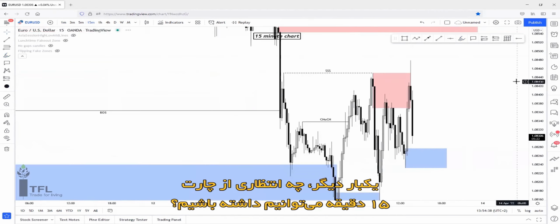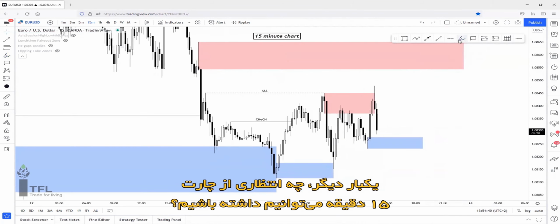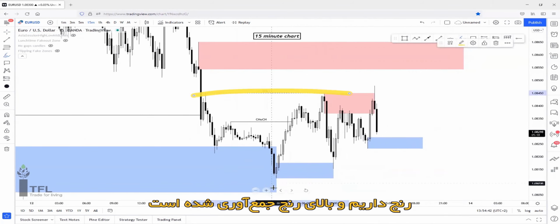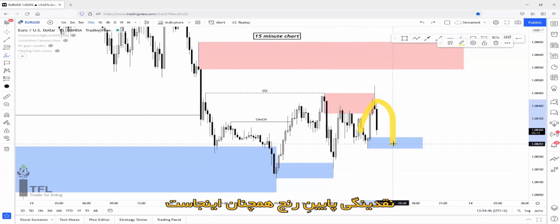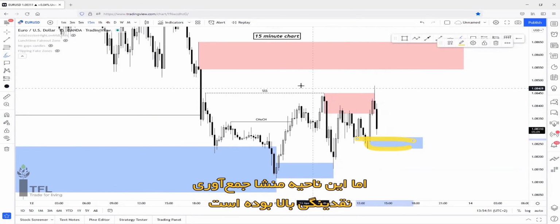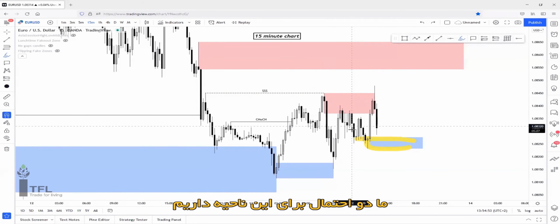So once again, 15-minute chart. What can we expect from the 15-minute chart? Range. Upside range has been swept. Downside range is still up right here, but here's the zone that has caused the upside range sweep. We have two possibilities on this zone.